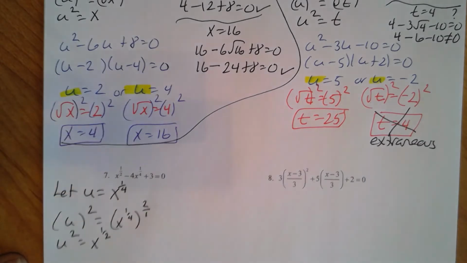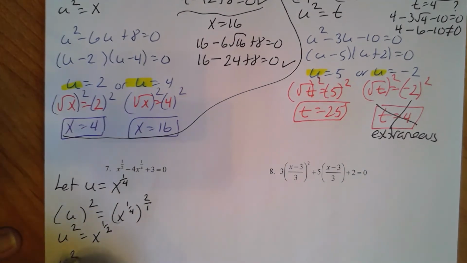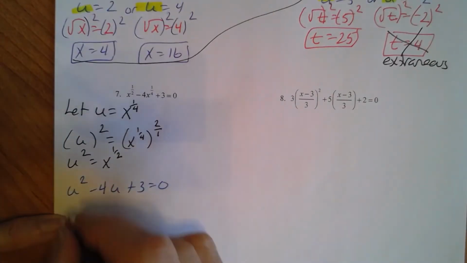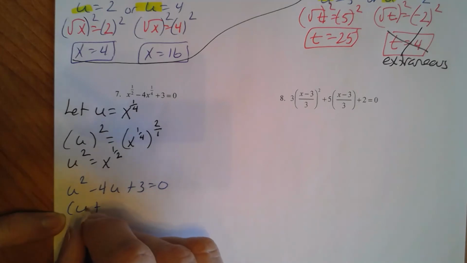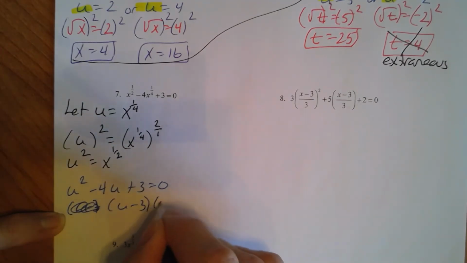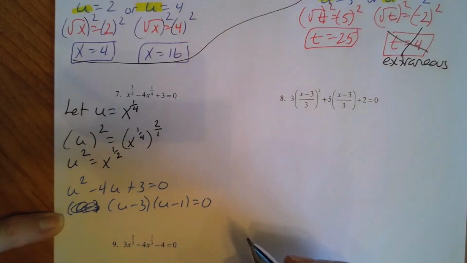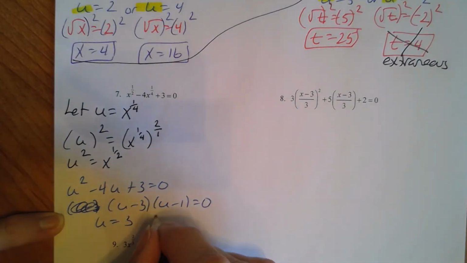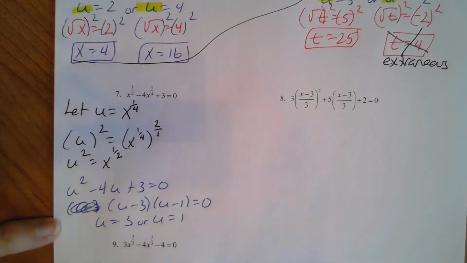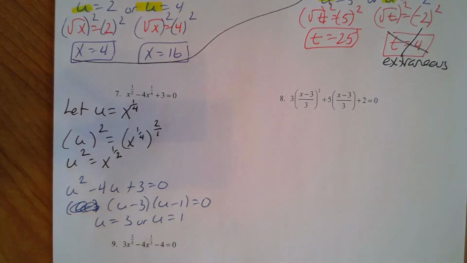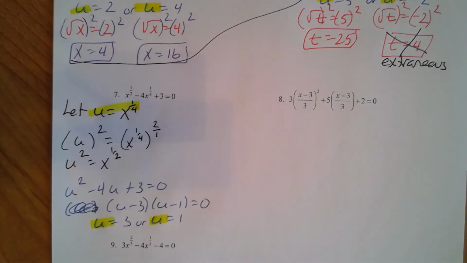So what's it going to look like now? We're going to have u squared minus 4u plus 3 equals 0. It's factorable into u minus 3 and u minus 1 equals 0. So u would equal 3 or u would equal 1. What do we say u was though? U was x to the 1/4.